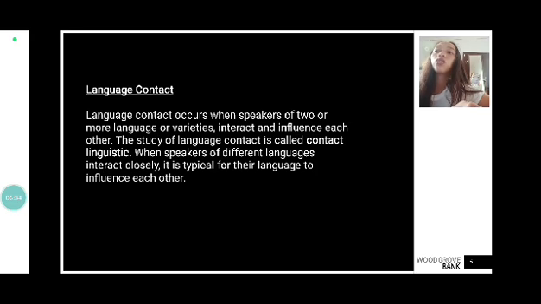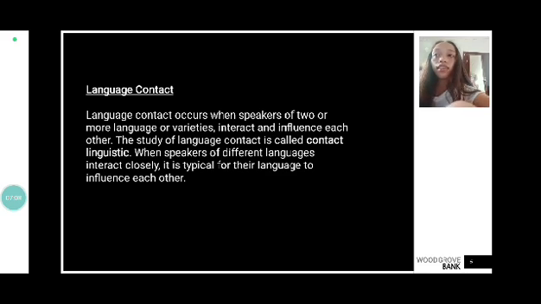When speakers from different languages interact closely, it is typical for their languages to influence each other. In short, language contact occurs if speakers from different languages come together to interact and communicate with each other. Through the interactions, they may influence each other with the language that they are using. In language contact, there is the presence of interaction and influencing of language.